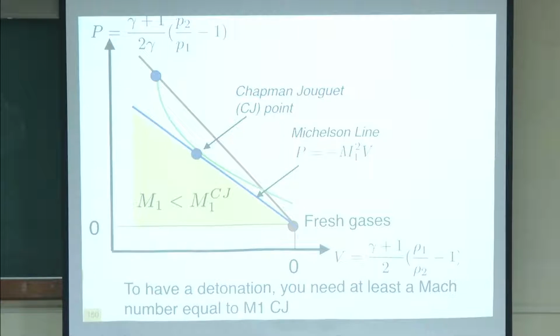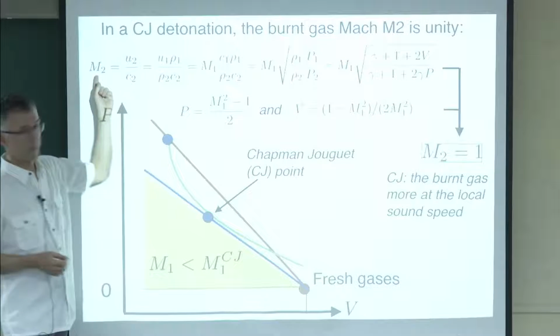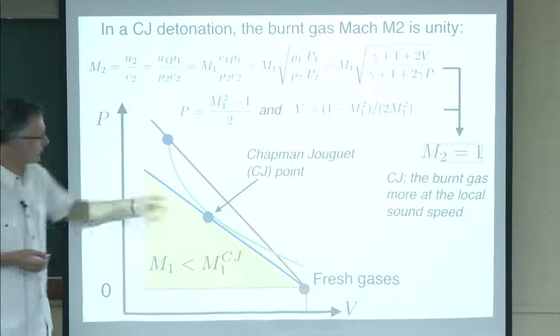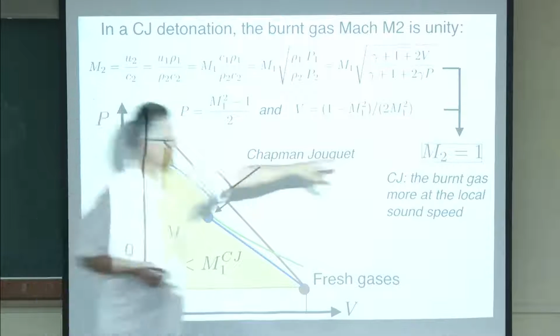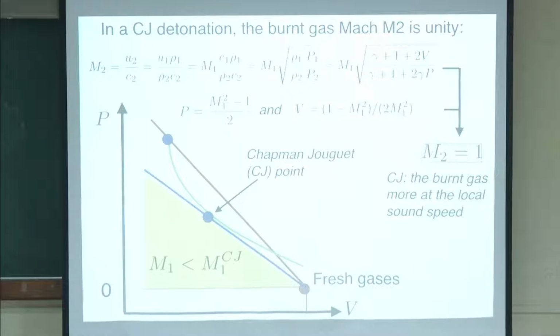You can prove a lot of things about the Chapman-Jouguet point. I'm not going to go through all these demonstrations, but for example, there's a funny one. If you compute the Mach number in the burnt gases at the Chapman-Jouguet point, it's exactly 1. So just behind the detonation, you are exactly sonic. So again, you see that now combustion and sound go together, because the speed of the flow is going to be exactly equal to the sound speed in the burnt gases.